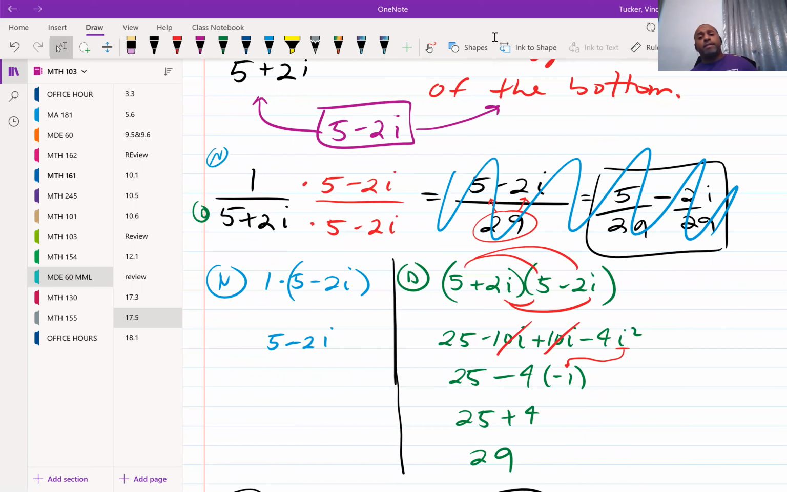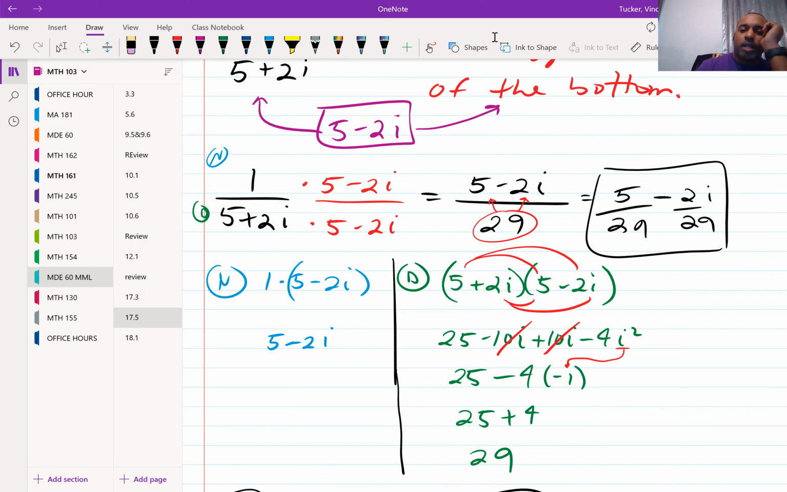So we distribute. 5 times 5 is 25. 5 times negative 2i is negative 10i. 2i times 5 is positive 10i. And 2i times negative 2i is negative 4i squared. So i squared once again turns to negative 1. So it's negative 4 times negative 1, which is positive 4. 25 plus 4 is 29. So that's our new denominator.